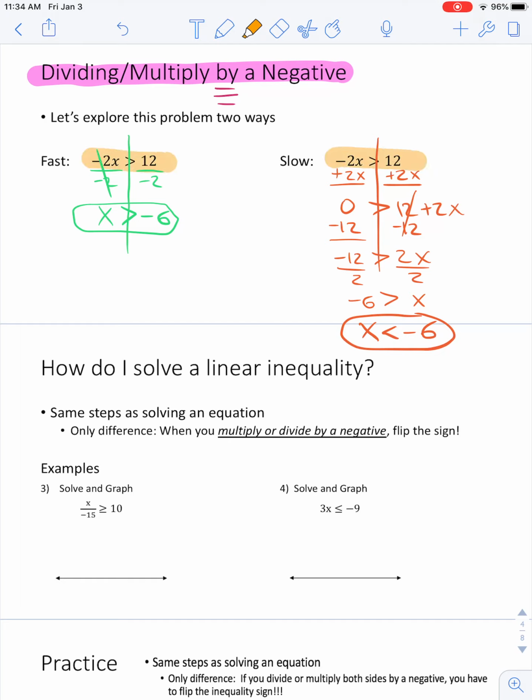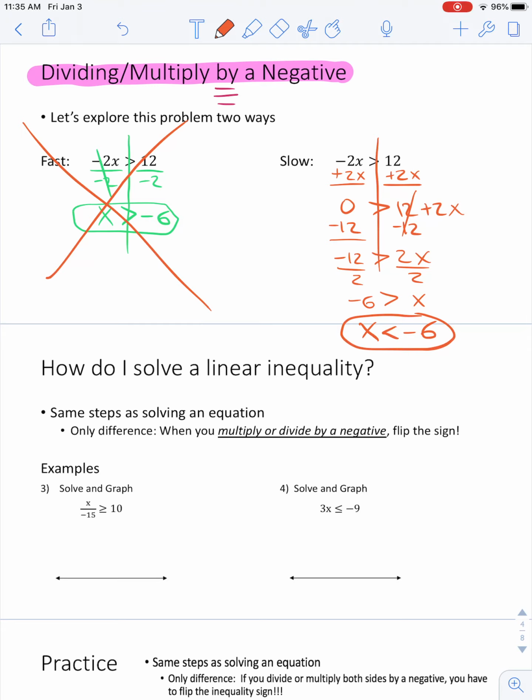This and this, that's the exact same problem. Look at our answers. Our answers are different. One says greater than, one says less than. Believe it or not, the problem that's wrong here is the fast and easy way. That's wrong. There's actually a little sneaky trick that we didn't do. There's something that we missed here which actually made our first problem-solving method illegal.